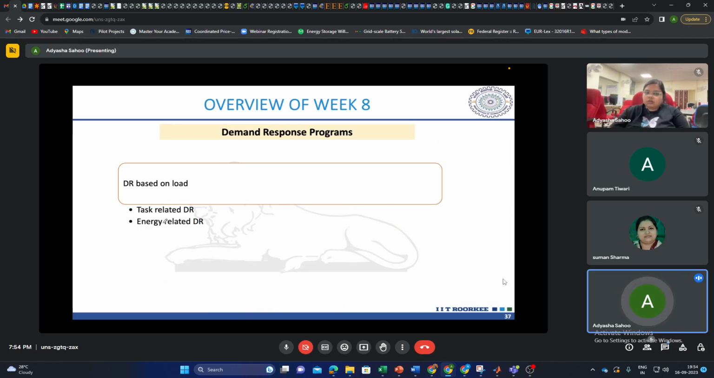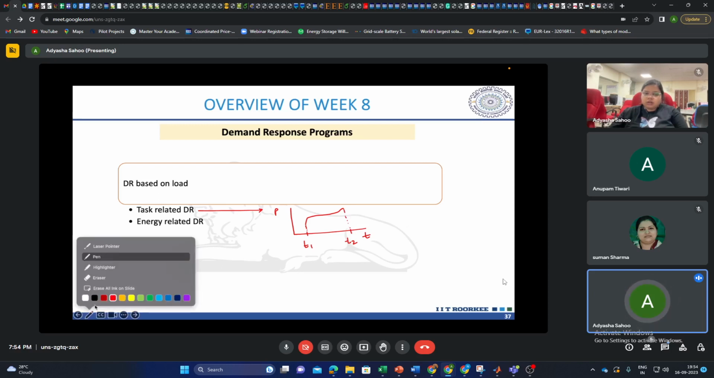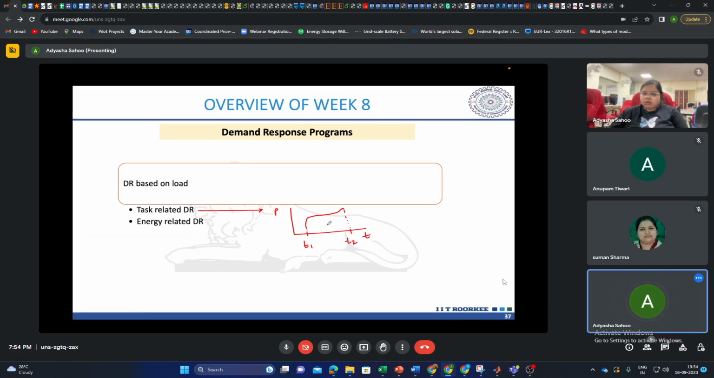Then based on load, it is either task related or energy related. In the task related, you have time and energy or power. The consumption time, let's say it wanted to use between T1 to T2, and it wanted to use in this way. In task related demand response, the time will be varied. Basically, in the new demand response activities, it will reduce its consumption time, but the energy profile will remain the same.